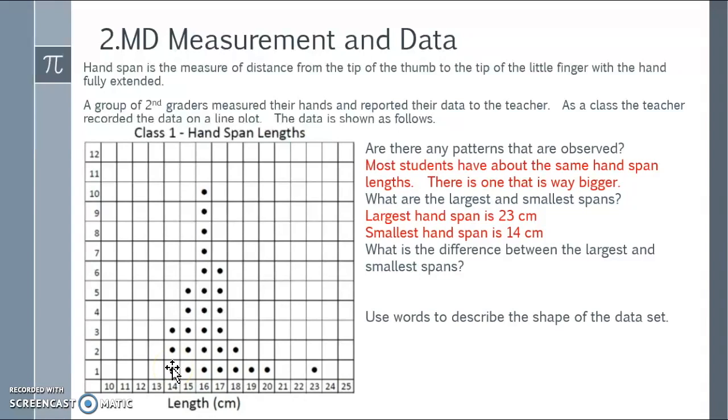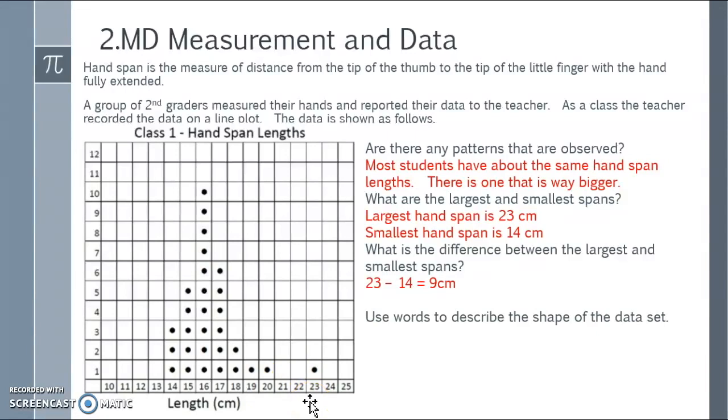What is the difference between the largest and the smallest? So 23 minus 14 is 9 centimeters. We could use a line graph to do that, or we already have it listed here. We can count 1, 2, 3, 4, 5, 6, 7, 8, 9, counting right on that line plot.